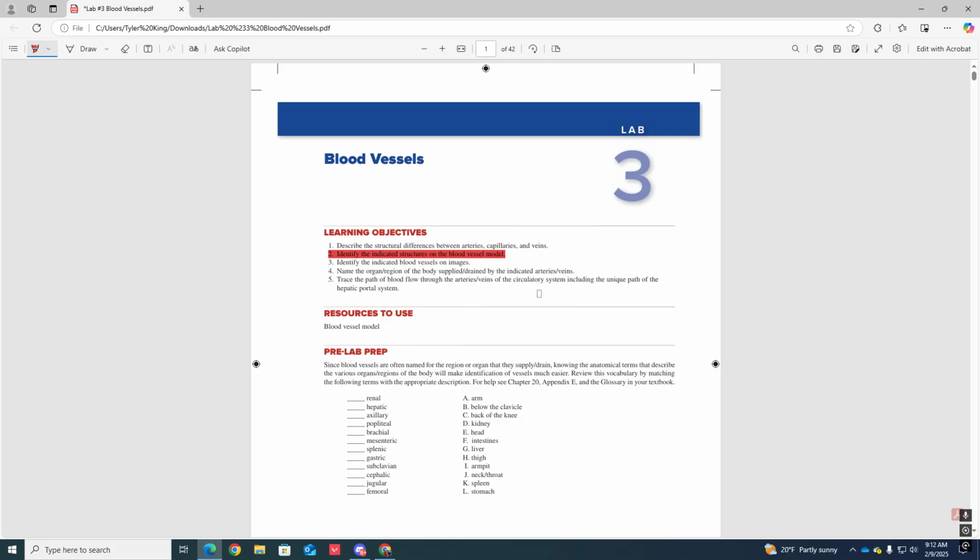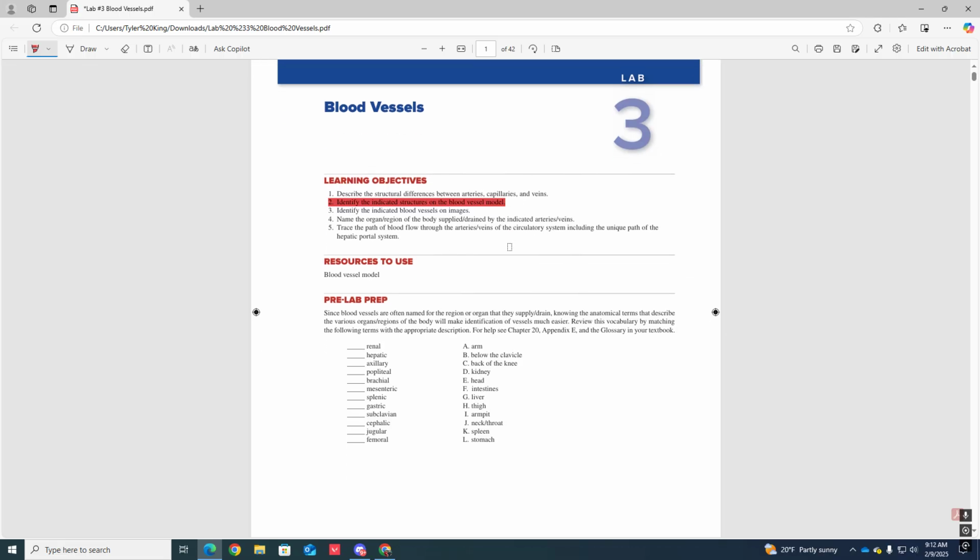Name the organ/region of the body supplied/drained by the indicated arteries or veins, which I also just mentioned. And then, like I said for my last point, trace the path of the blood flow through the arteries and veins of the circulatory system, and the unique path of the hepatic portal system. All right, so we'll do that.